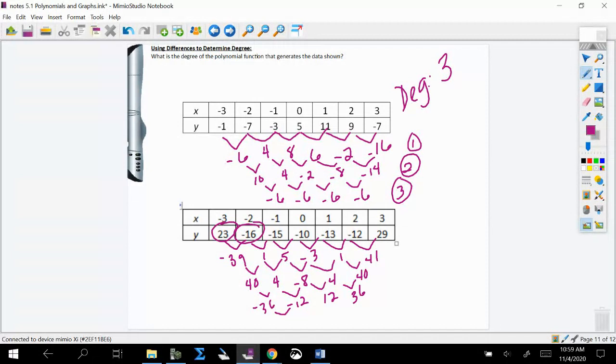Continuing from -36 to -12, it goes up 24. -12 to 12 goes up 24, and 12 to 36 goes up 24. So we had to go through this process 1, 2, 3, 4 times, which means it is a degree 4 or a quartic function. I will never make you do the process more than 4 times.